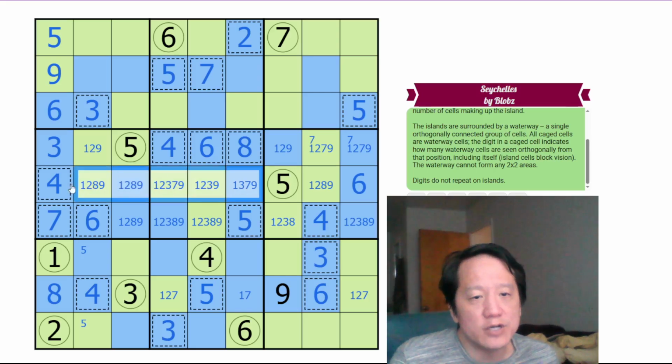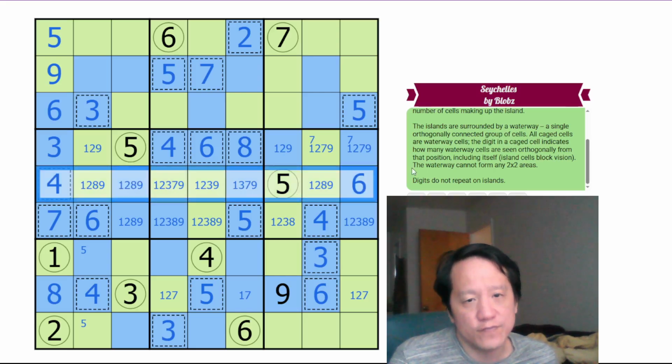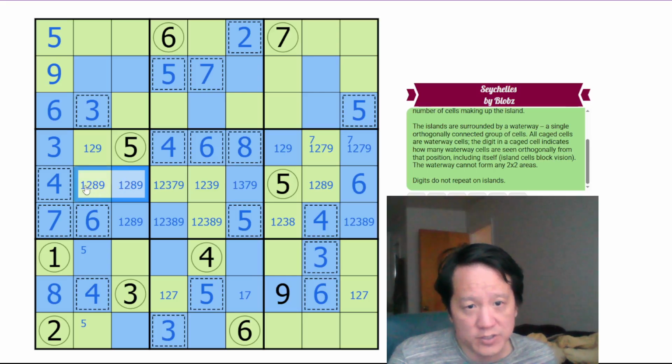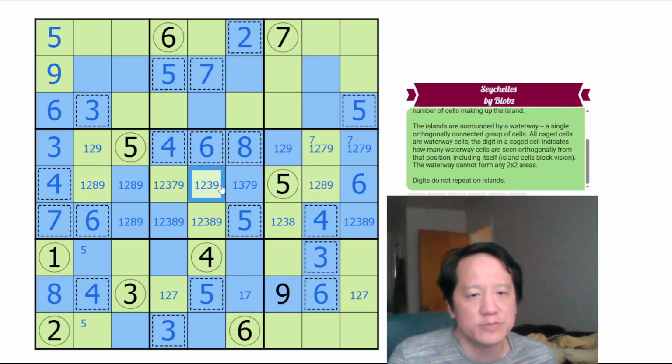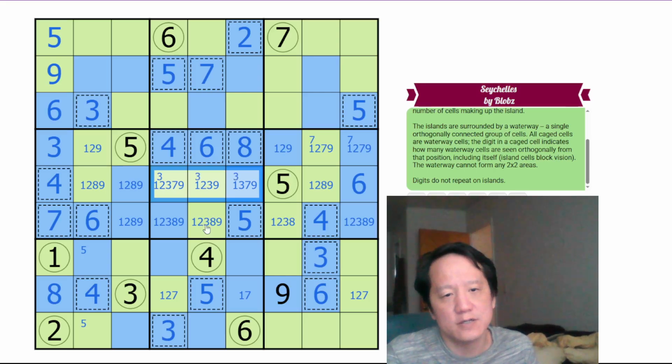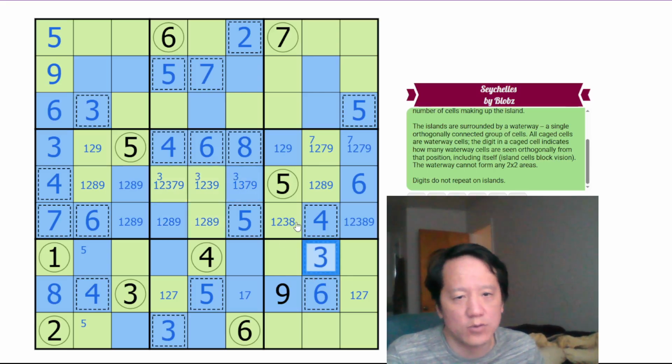Where is 3 in row 5? Cannot be here because 3 in the box, can't be here because 3 in the column, so 3 has to be one of these 3, which means this cannot be 3 anymore.